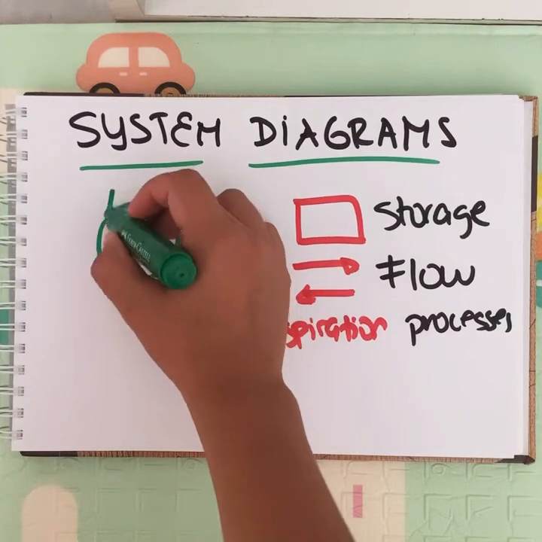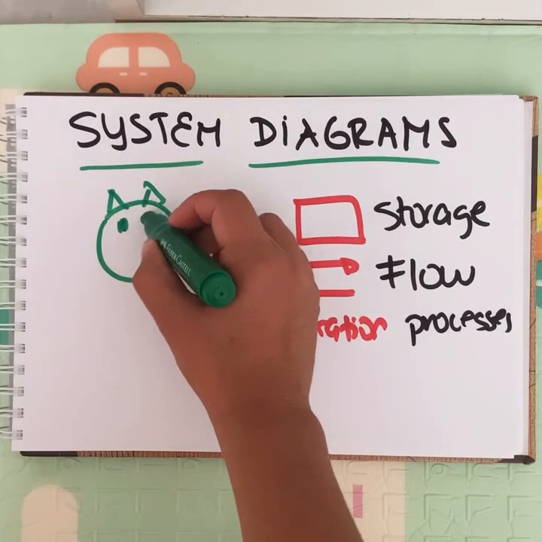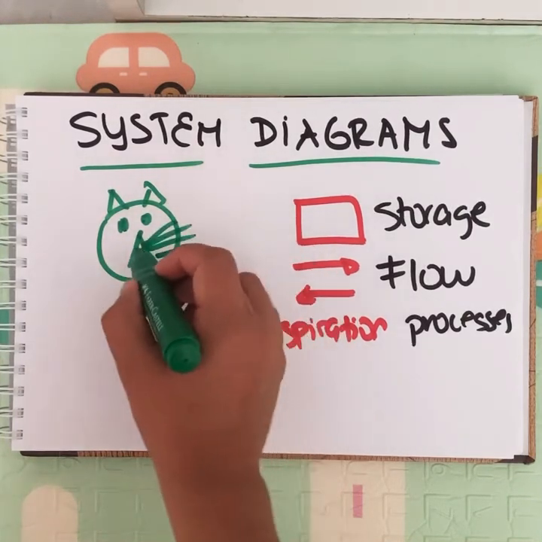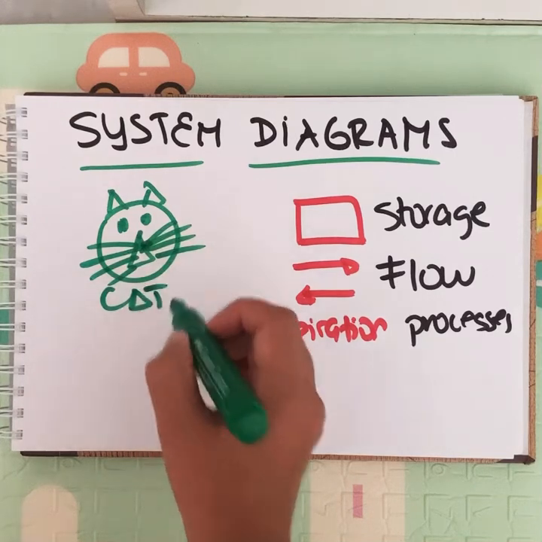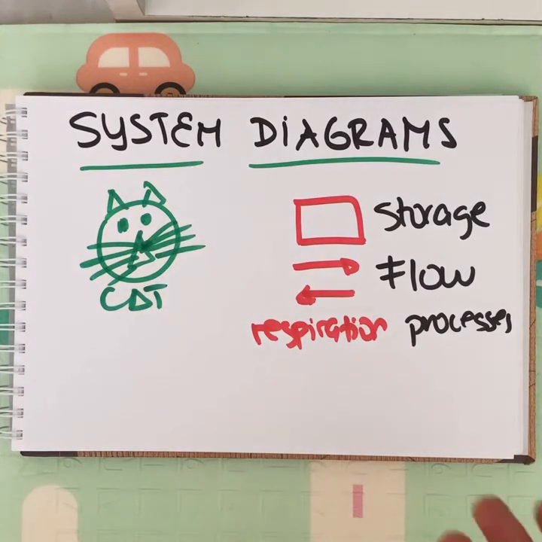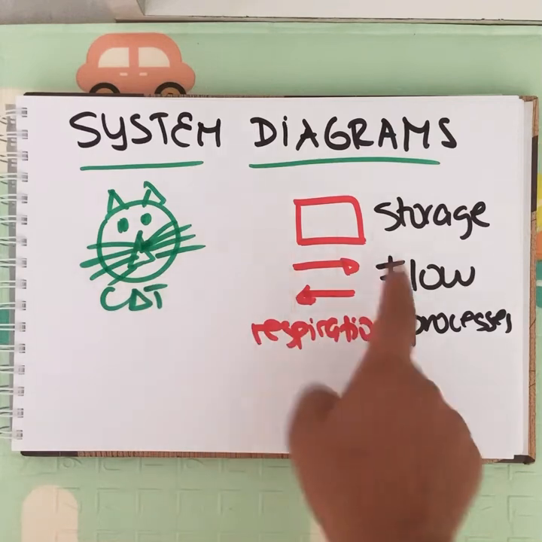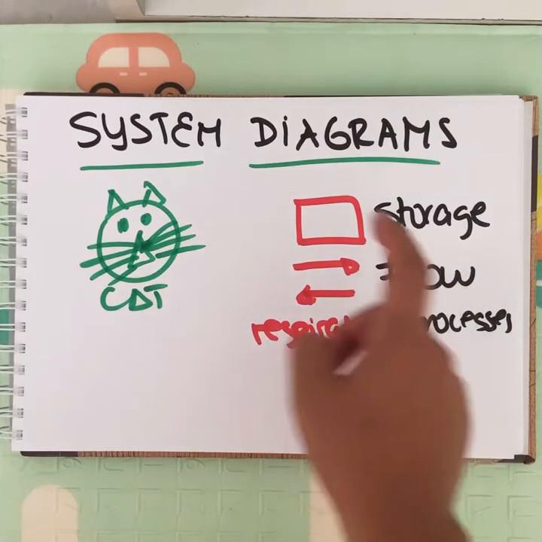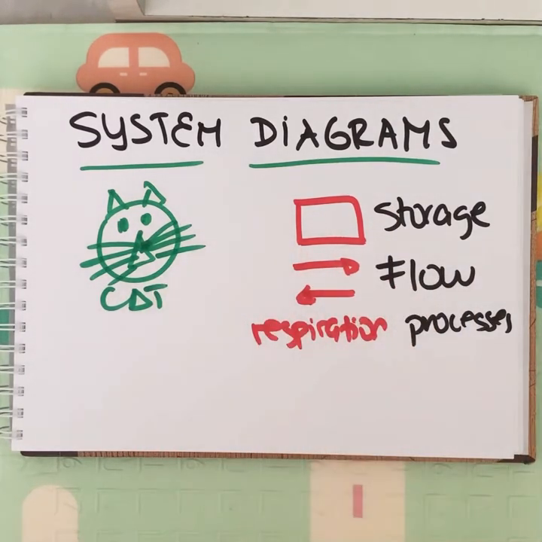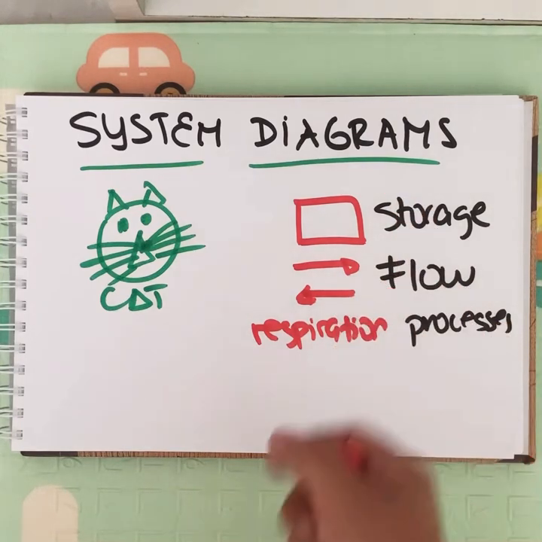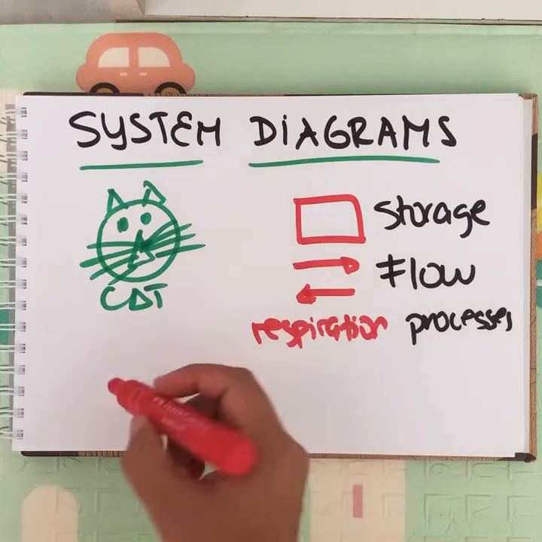So let's have a cat. This is a cat. How do we go from here to here? How do I draw a cat into a system so everybody will understand me? We start with the box.